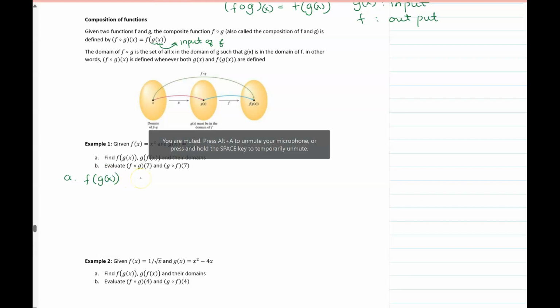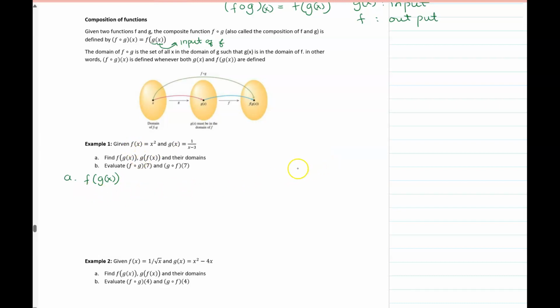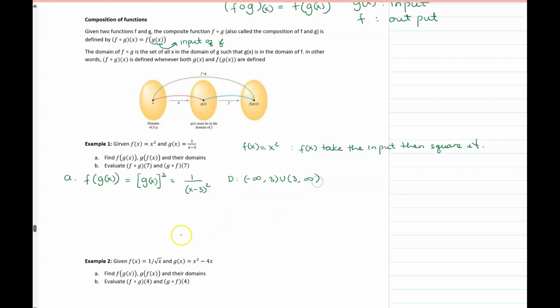Look at f of x equals x squared. Let's translate this into a sentence. The verbal representation of this is: f of x takes the input, then squares it. So here f of x takes the input, that is g of x, and squares it. So g of x squared equals 1 divided by x minus 3, squared. The domain here is from negative infinity to 3 union 3 to positive infinity.